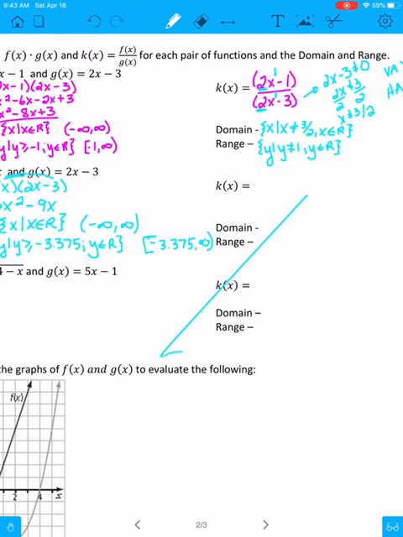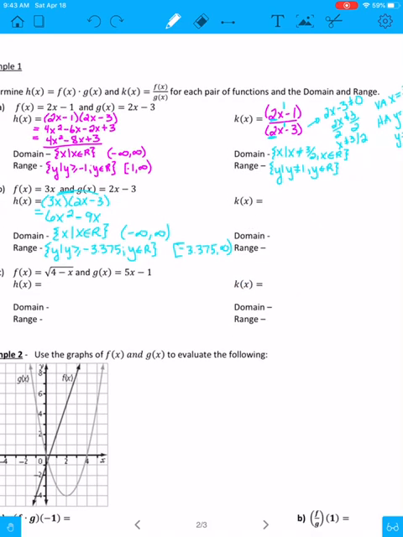K of x is division. So I'm going to have f of x divided by g of x, because up here it tells me that's what k of x is. So it's going to be 3x divided by 2x minus 3. Now nothing cancels off, that's as good as it gets, but I have to get my domain and range, and I can use last unit.